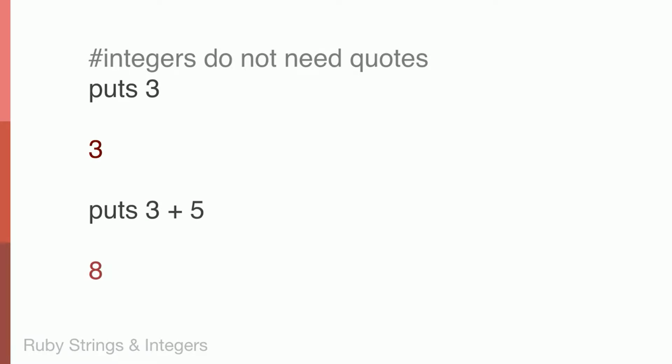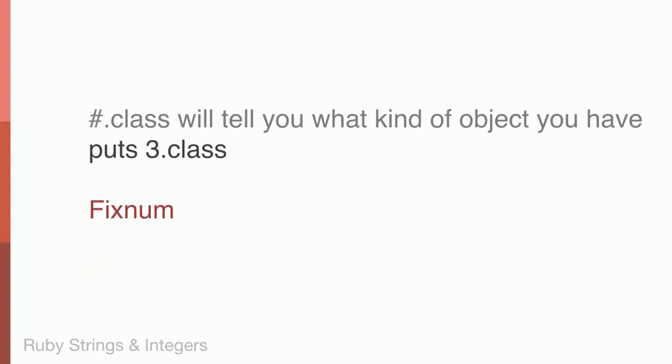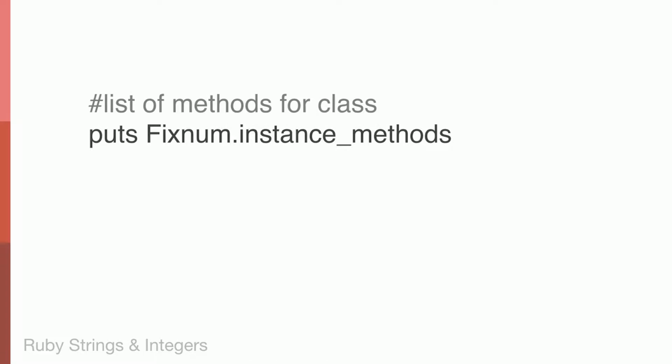So for an integer, we would just say puts 3. Ruby puts back 3. We can do some basic math. There's nothing overly exciting here. It's just basic. But this time we're going to call class on 3, and it says it's a Fixnum, which in Ruby before 2.4, they're kind of broken apart into Fixnums and Bignums for bigger integers. After that, they're unified. So Ruby just says, look, this is a number. So we can do the same thing. We can say instance methods. We'll get back that whole list of options. What can we do with numbers?